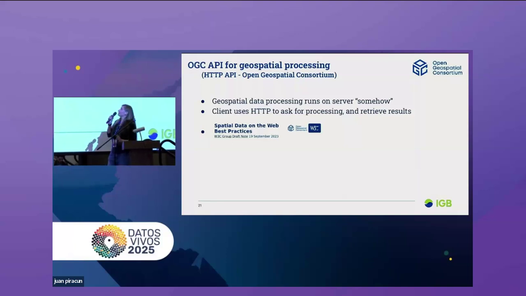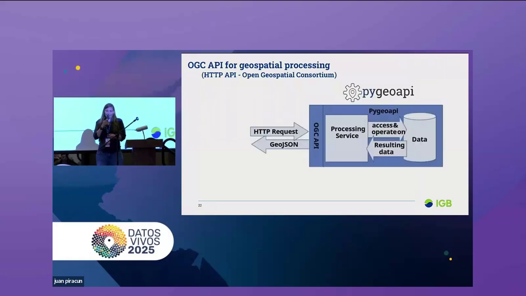So what it actually does is you put the processing on some server and it's super flexible. You can run whatever you want, whatever language you want. And then the client uses HTTP to request this processing and to get back the results. And this API is actually the best practice cited in the spatial data on the web best practices. So it's a widespread standard. And the way we did this is we put a platform called PyGeo API. So that's a Python implementation of the server. So that's what's running the whole computations. In front of that, there is the API and the HTTP request.